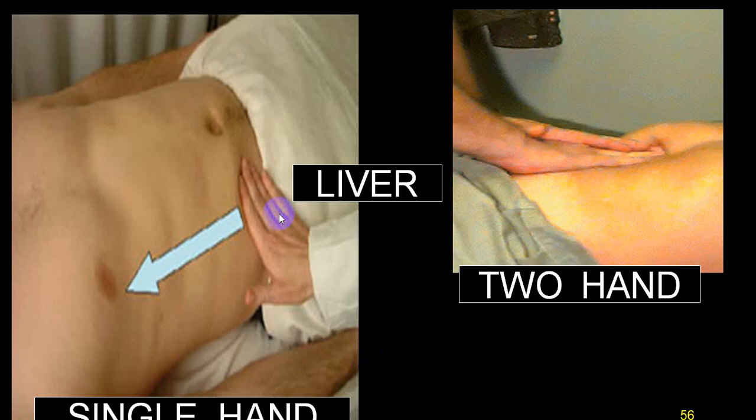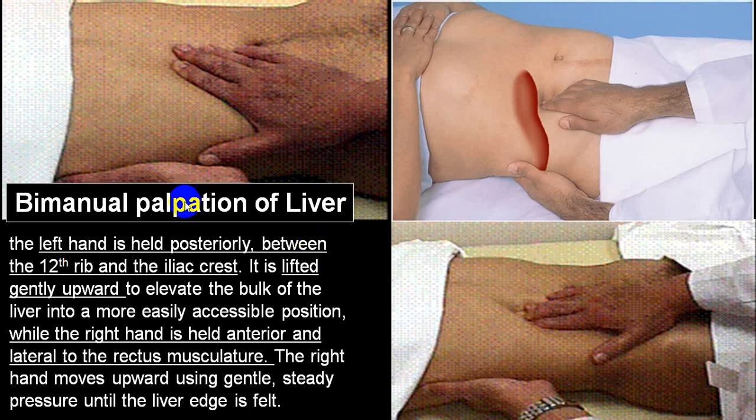This is from the right iliac fossa towards the right costal margin or right hypochondrium. This is the single hand method. This is the two hand method. This is bimanual palpation of the liver, which I have already explained before.